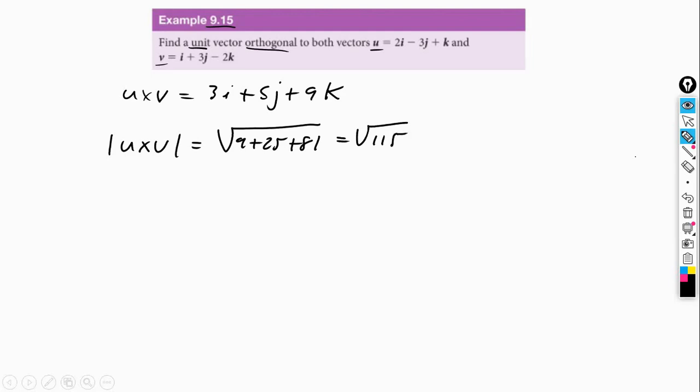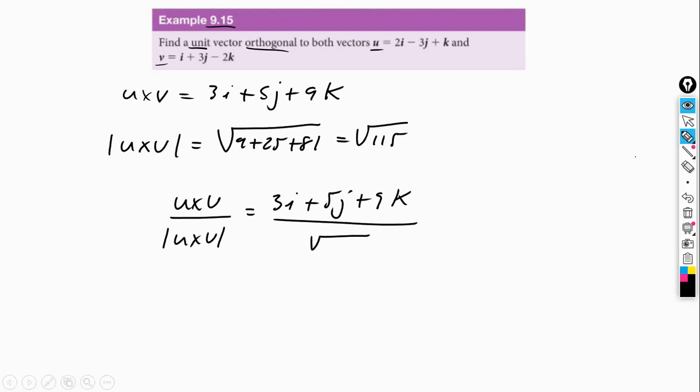So we have the unit vector that is orthogonal to both u and v, and that's going to be u times v divided by its magnitude. Therefore, it's going to be 3i plus 5j plus 9k divided by the square root of 115.